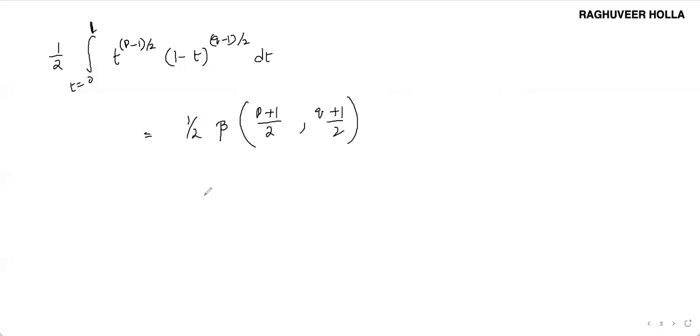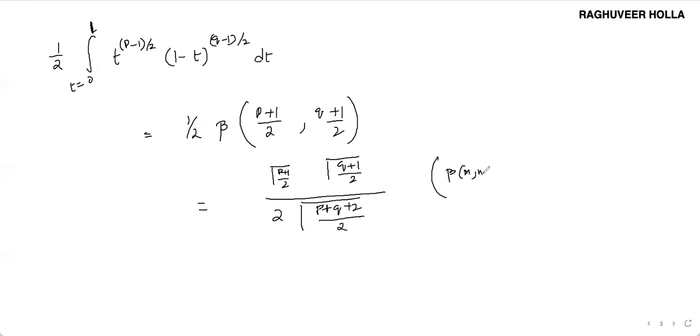Now this is equal to gamma of (p plus 1) by 2 times gamma of (q plus 1) by 2, divided by 2 gamma of (p plus q plus 2) by 2, using beta m comma n, which is equal to gamma m gamma n by gamma m plus n.